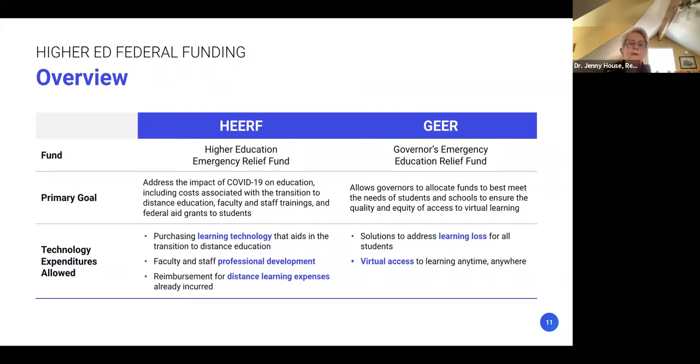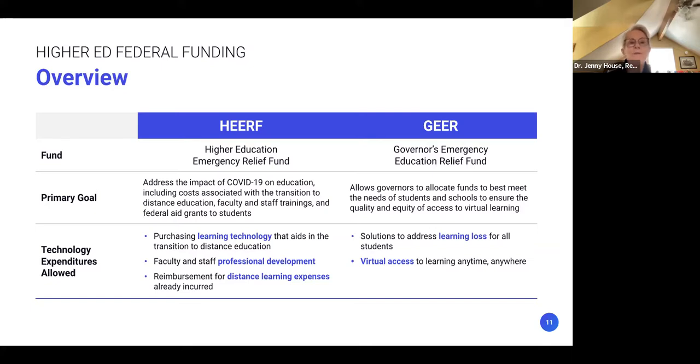And as I said, if you really look at the regulations, that's the important thing, about 50% was predicted to help the students. And then 50% were the institutional needs. And in that institutional part, purchasing the learning technology that aids in the transition. That's not only for the students, but also for the faculty and the infrastructure in your universities and colleges and community colleges to be able to facilitate that.